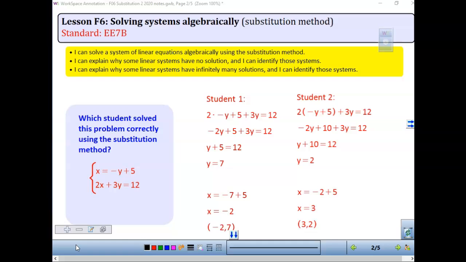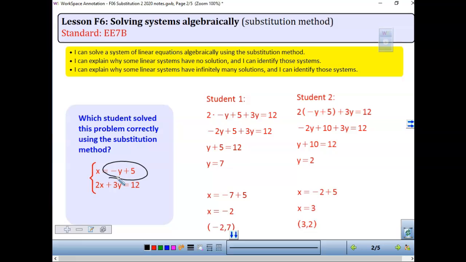Okay? So, this is our second day of substitution. I think after today, hopefully it's going to make better sense. We're going to do only 2 more examples. It says, which student solved this correctly? So I want you to look at the first line. This student, first of all, didn't circle this. But is that what they are replacing in that equation? It looks like it, right?